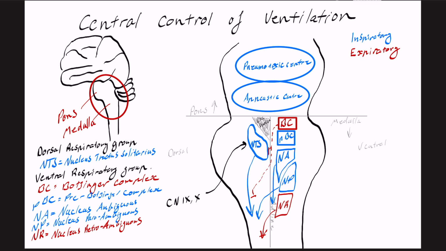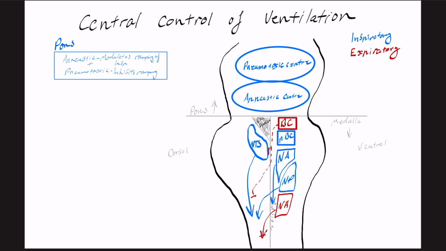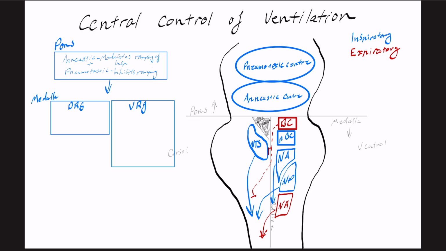Now let's just put it together, and I've oversimplified it a little bit here just to make it easier to understand. But if we take our pons, we've got the apneustic area, which modulates ramping of inspiration, and our pneumotaxic area, which inhibits ramping. And then in our medulla, we've got our dorsal respiratory group and our ventral respiratory group. And remember, our ventral respiratory group is made up of our pre-Botzinger pacemaker cells, which usually stimulate the start of inspiration. And our dorsal respiratory group has our nucleus tractus solitarius, which is also involved in inspiration.